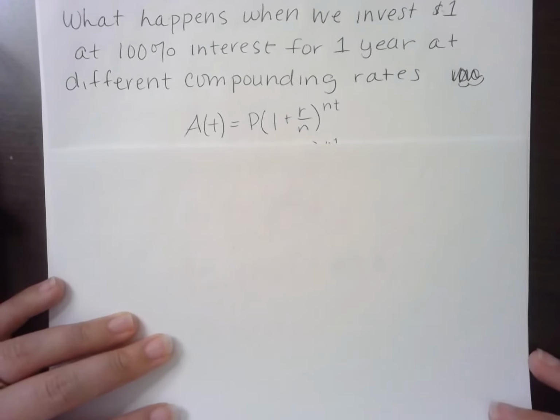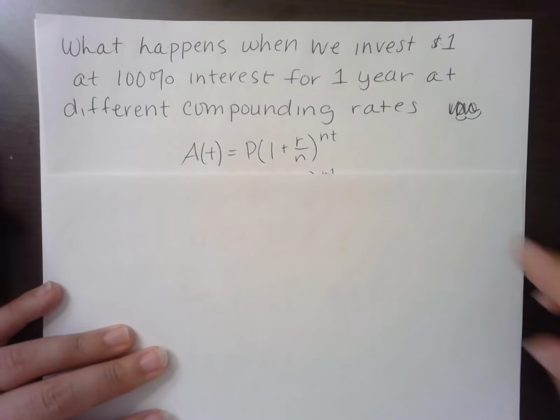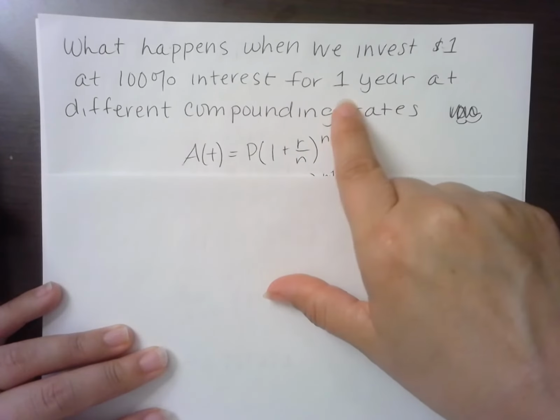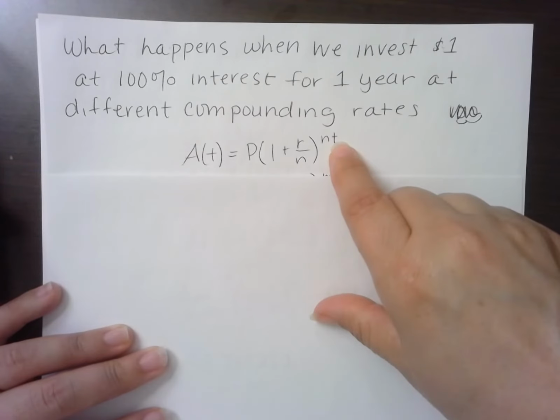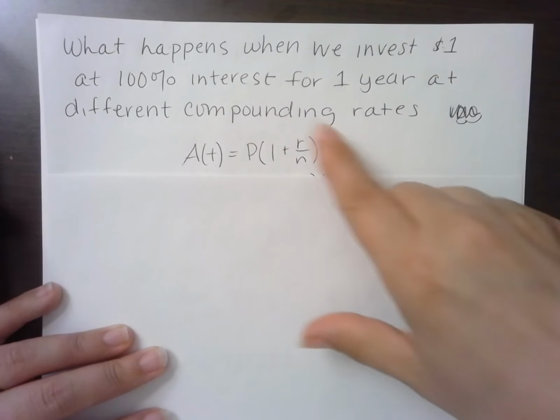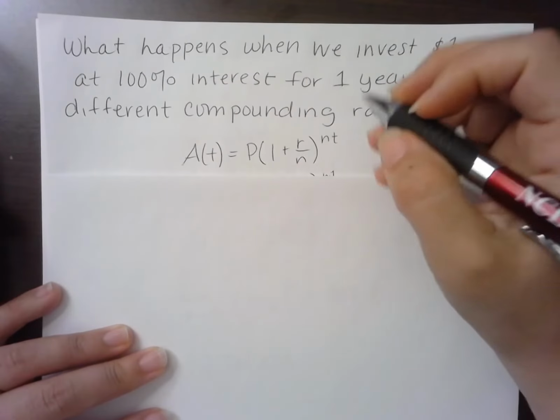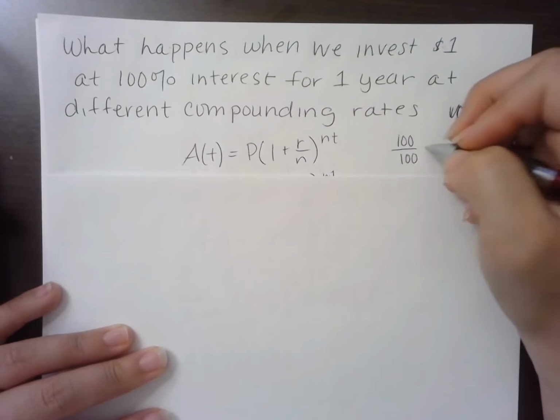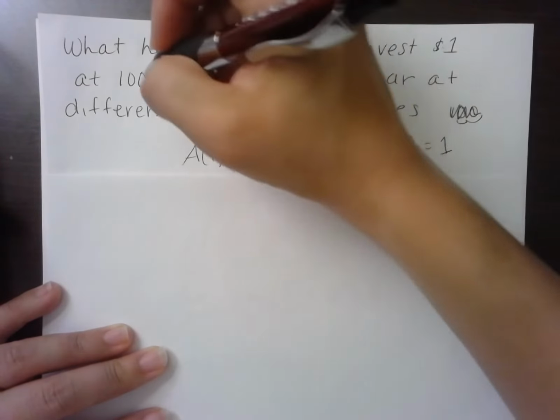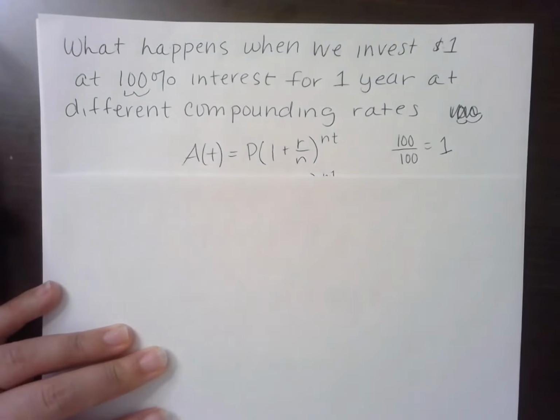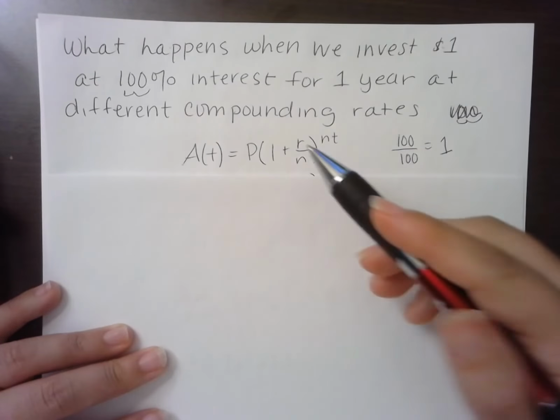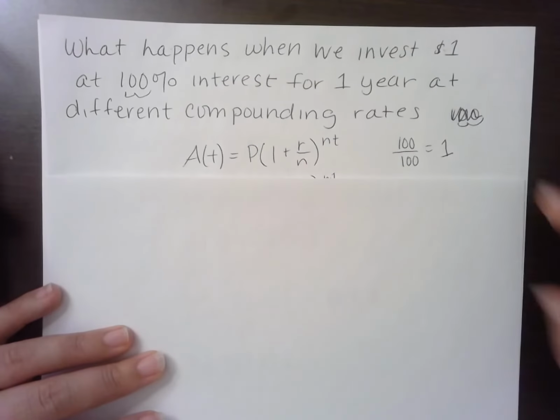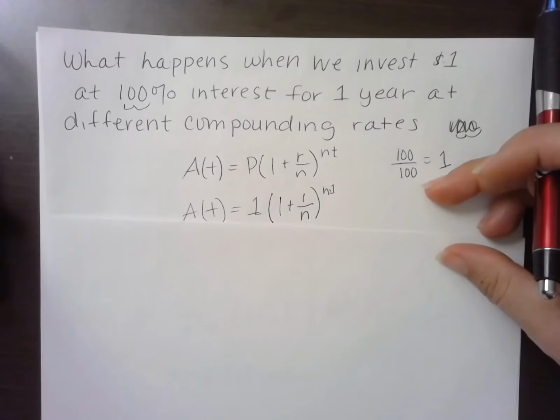Okay, so I'm going to put in everything that I know. I know we're going to invest $1, so that means that P will be 1. I also know that it's 1 year, so t will also be 1. And then I know my rate is 100%, right? As a decimal, I can think of it as dividing by 100, and I get 1. Also, I can think of it as moving the decimal place back 2 places, and I get 1. So I'm going to put in 1 for P, 1 for r, and 1 for t.